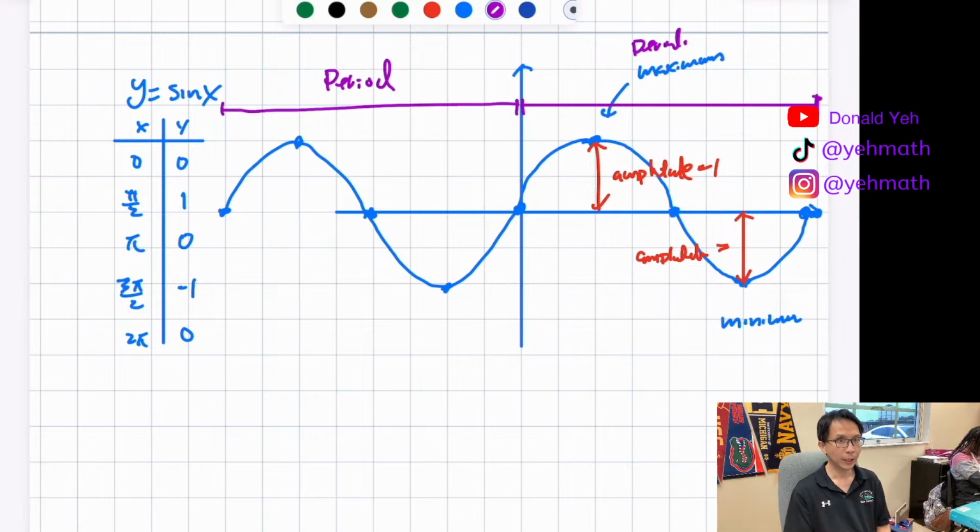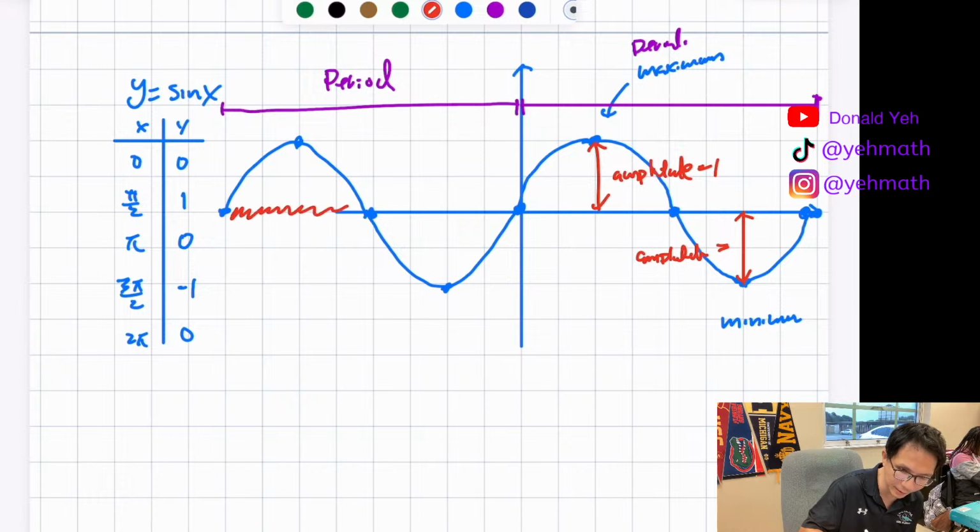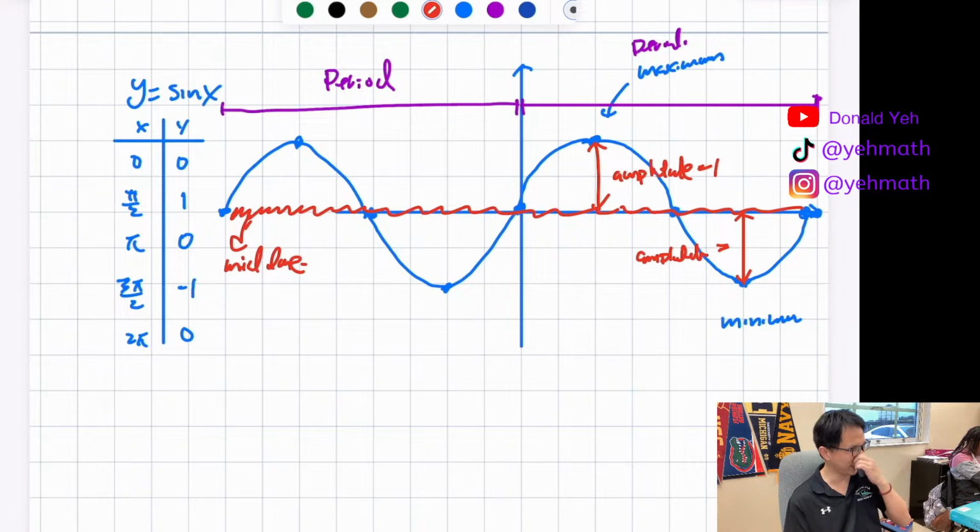If I were to give you a quiz, this is the expectation: do you know what the period is? Do you know what the amplitude is? Do you know where the midline is? Where's the midline? The x-axis. Thank you. So this is called a midline, and that's the middle of everything.